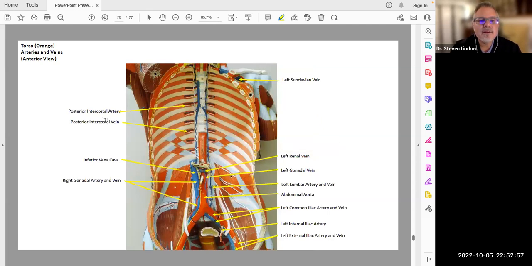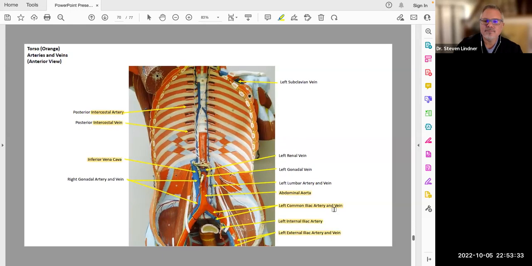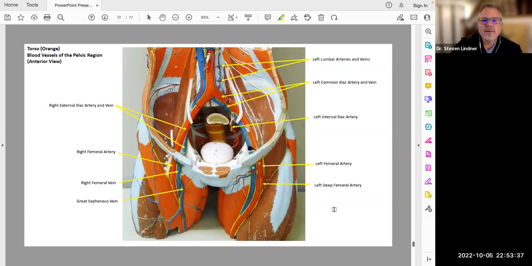Let's see here. So here are the intercostal arteries, the intercostal veins. Here's the inferior vena cava. Here's the abdominal aorta, left common iliac artery and vein, left internal iliac artery, left external iliac artery and vein. Don't worry about this one. Here is the right external iliac artery and vein. Here's the left common iliac artery and vein. Here's the left internal iliac artery, right? External is larger here, and then the internals move inward.